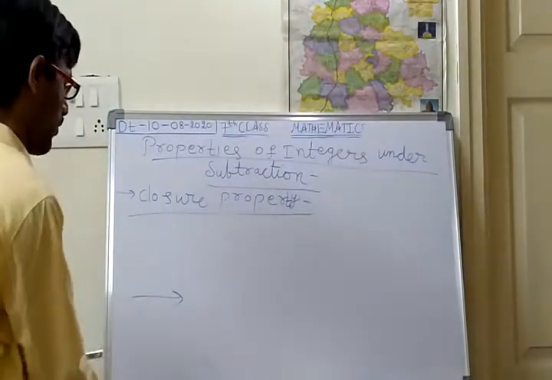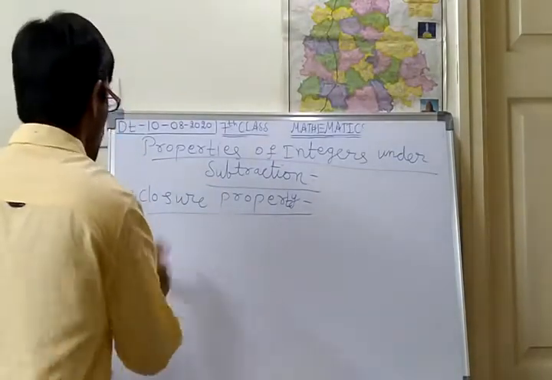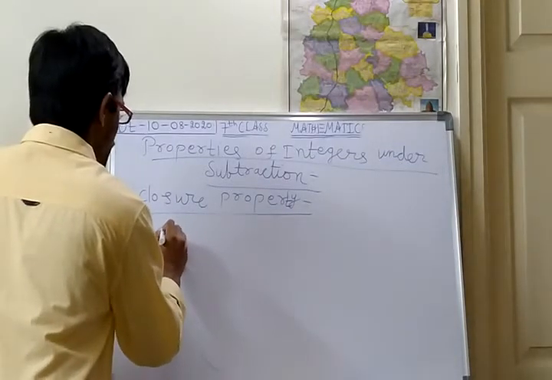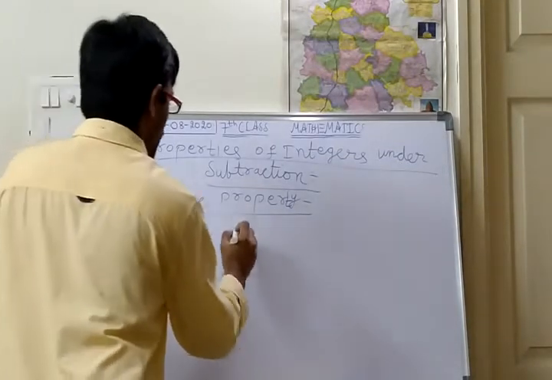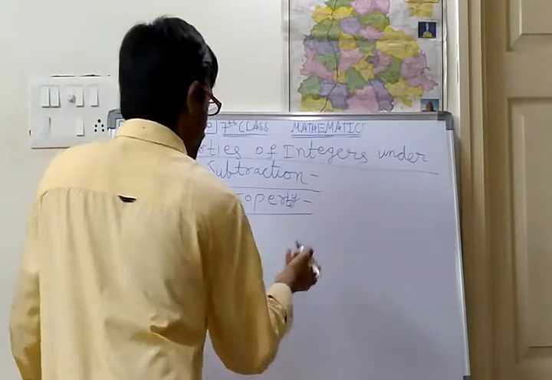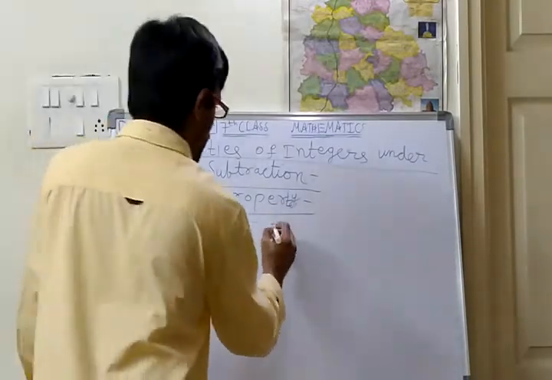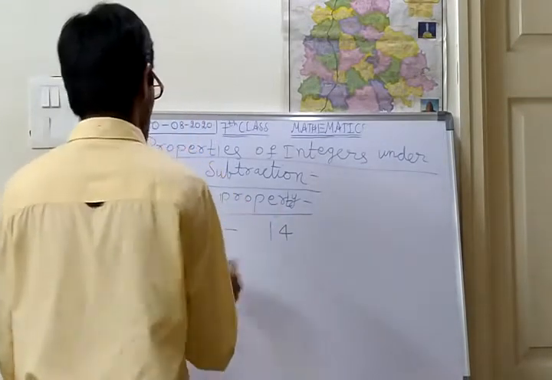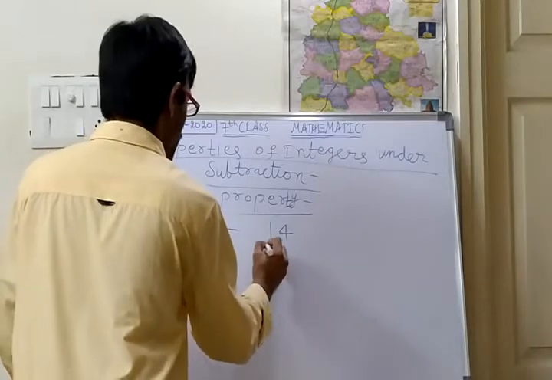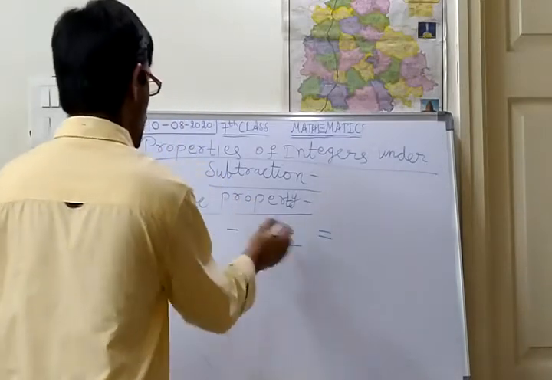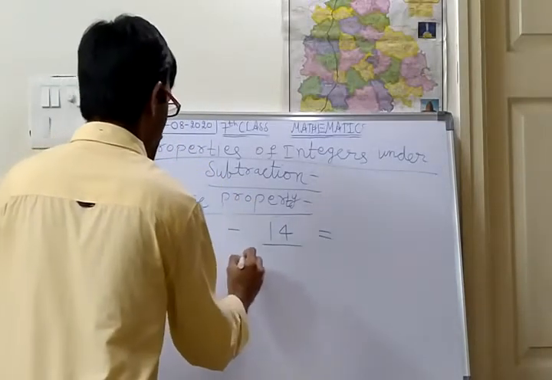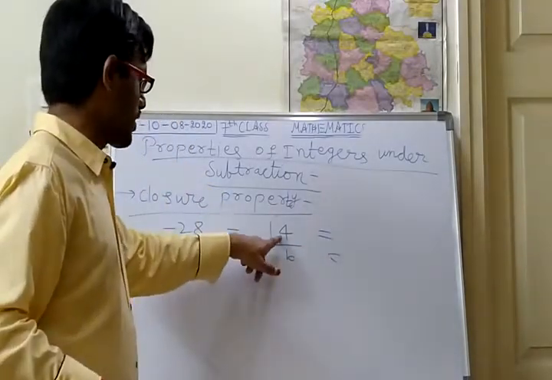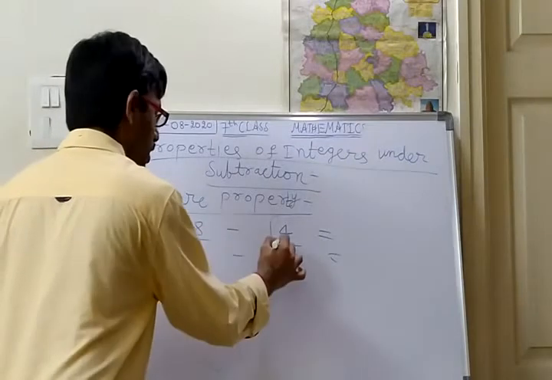So where you find out. I am taking any two examples. Suppose minus 28 I am taking. Next, one more positive integer I am taking, like 14. So one integer, and another integer. So this is a product. So A minus B. A is minus 28, B is 14.